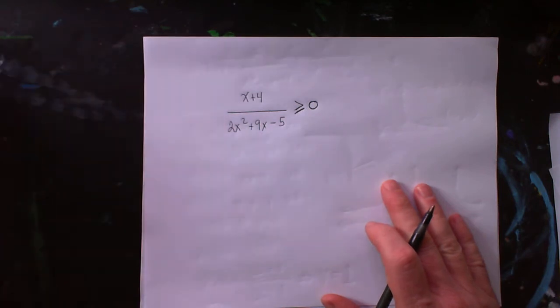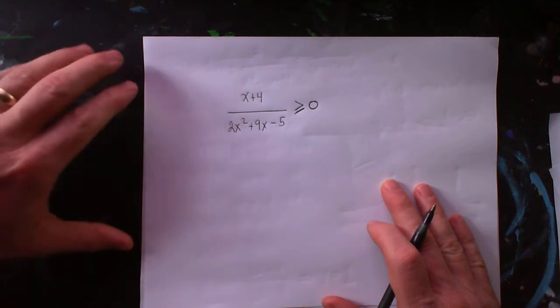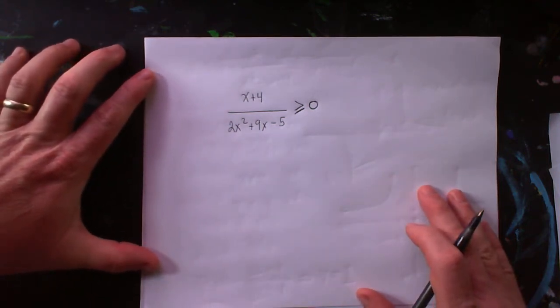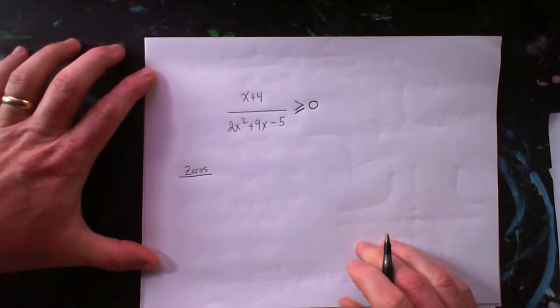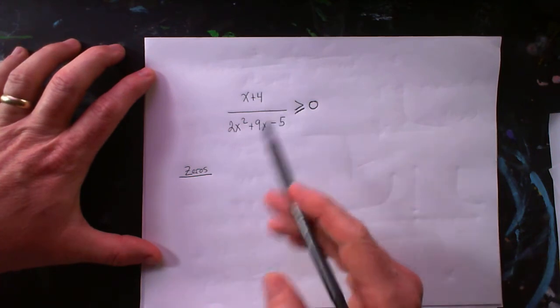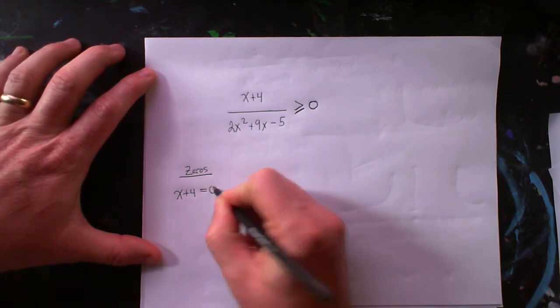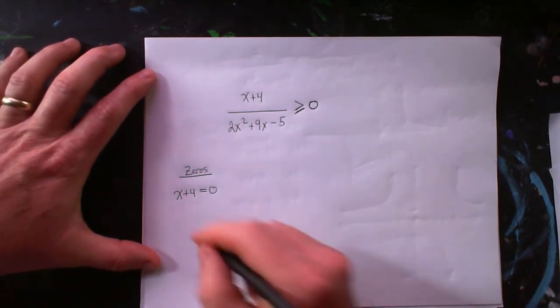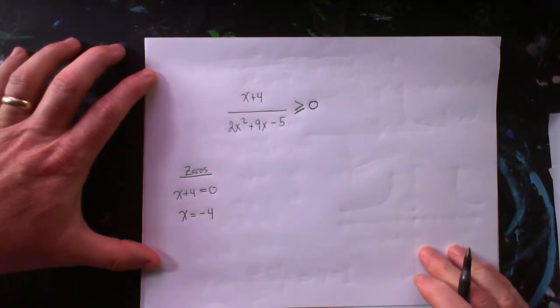So what we have to do first is identify any discontinuities and intercepts that this rational function has. So this is going to be similar to any other rational function that we looked at. So first we will take the zeros, or the x-intercepts, and that we do by setting the numerator to 0. And so we have a 0 at x equals negative 4.